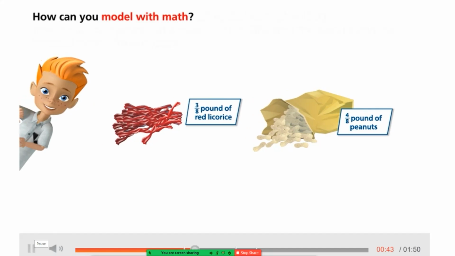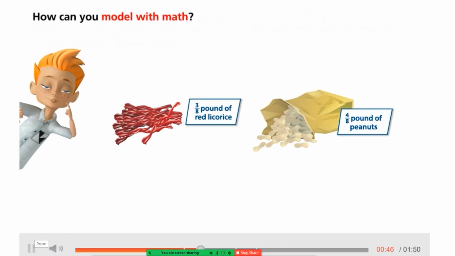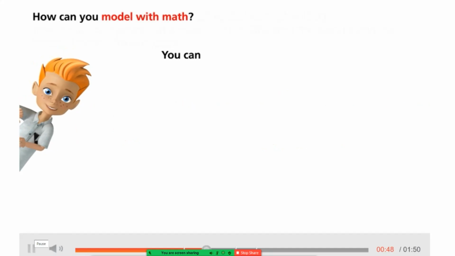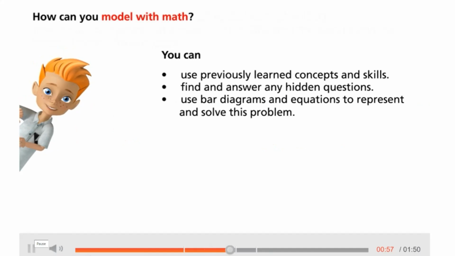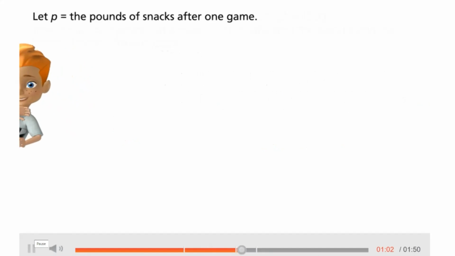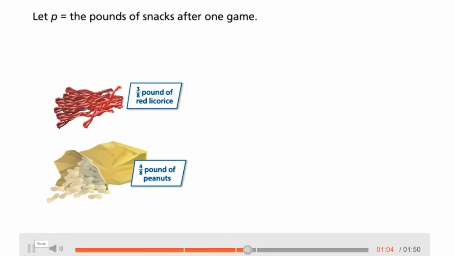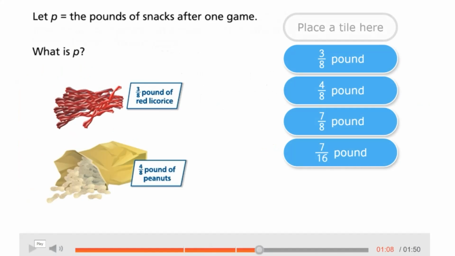How can you model with math? You can use previously learned concepts and skills. Find and answer any hidden questions. Use bar diagrams and equations to represent and solve this problem. Let P equal the pounds of snacks after 1 game. What is P? Select your answer.